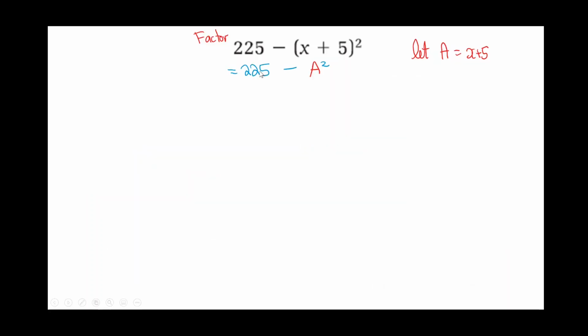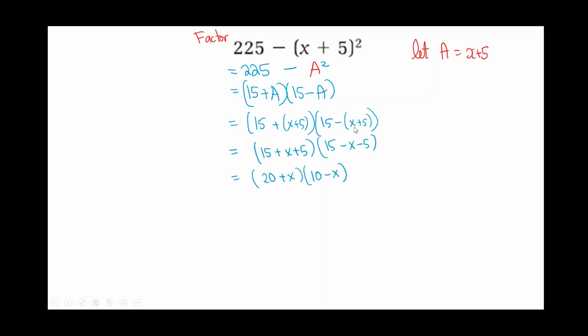So then you can proceed by factoring this, saying 15 plus A as one factor and 15 minus A as the second factor. Now, because the question never had A's, you have to replace back what your let statement said. So instead of A, put x plus 5. It is important to put the inner bracket, especially on the term where there's a negative in front, because that negative is going to affect all the signs inside this inner bracket. And so once you simplify this, you'll have 20 plus x and 10 minus x as the result. This is as factored as it could go.